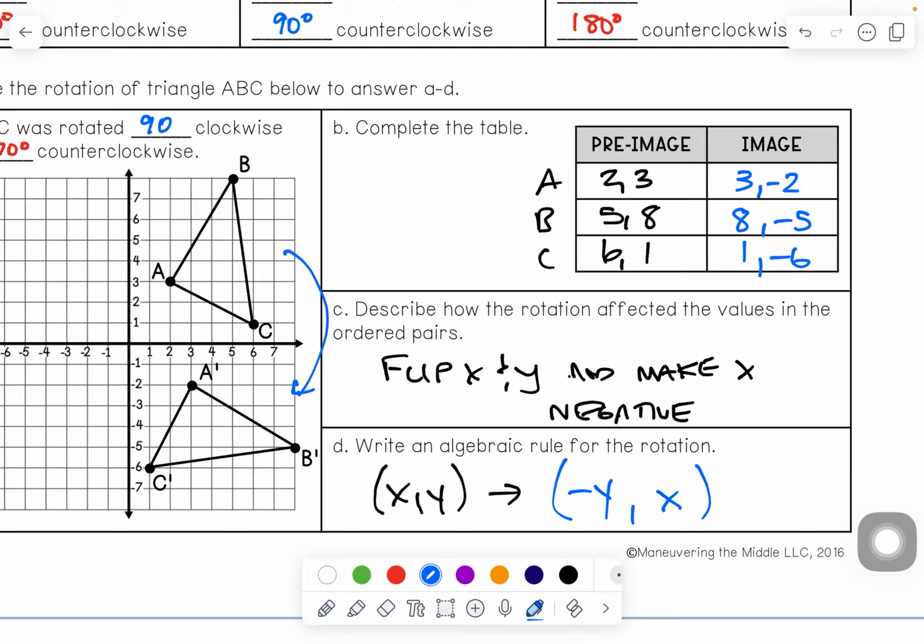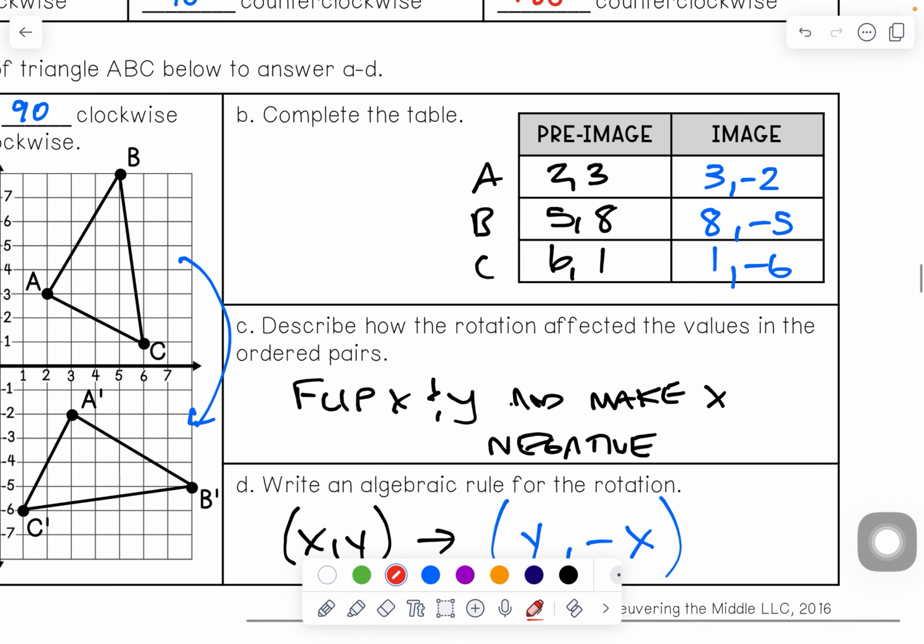All right, so for this next problem here, ABC was rotated 180 degrees clockwise or 180 counterclockwise, give it the same thing. So if I write down my coordinates for my pre-image, I had 2, 3 for A, 5, 8 for B, and 6, 1 for C. However, my image, I came up with -2, -3, -5, -8, and -6, -1.